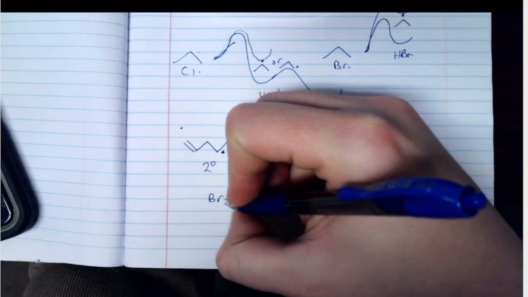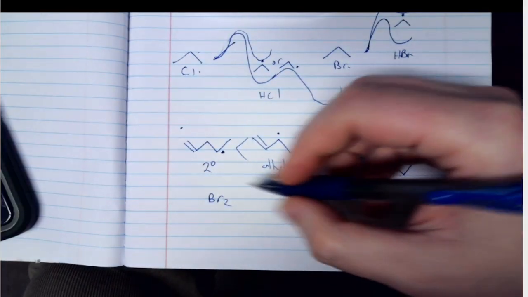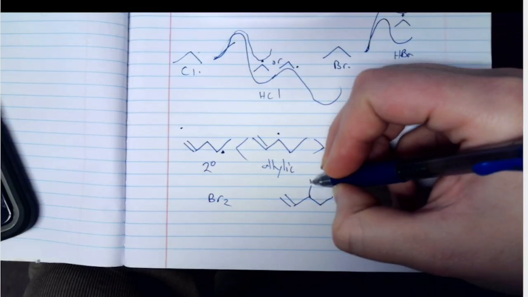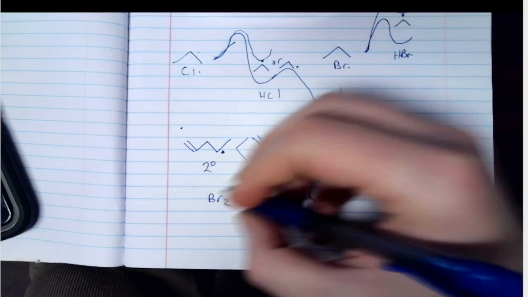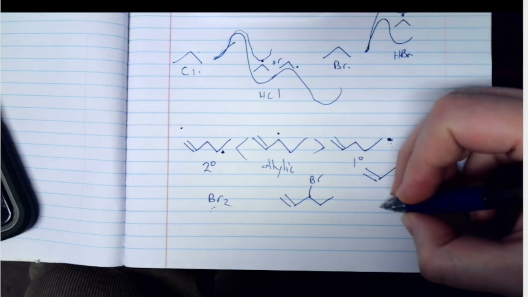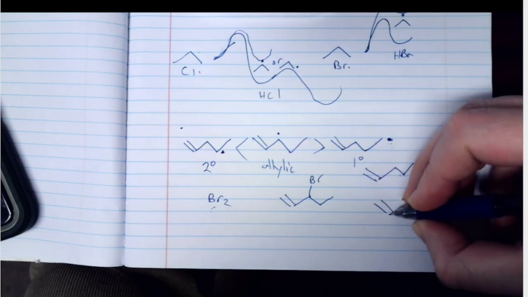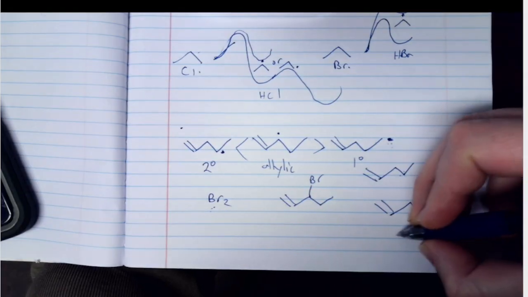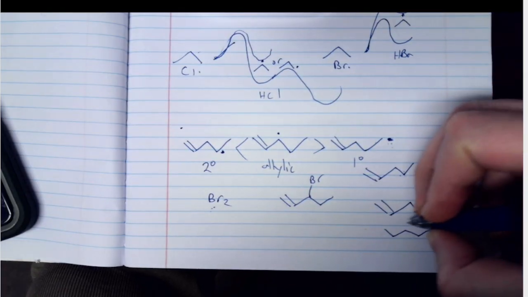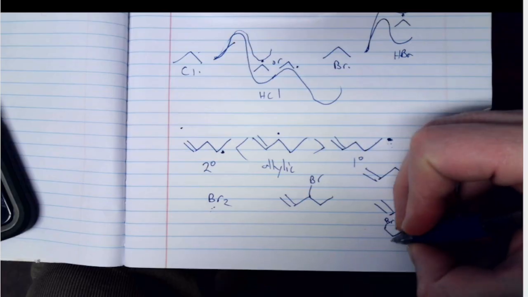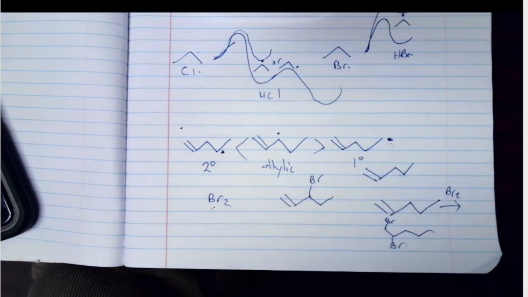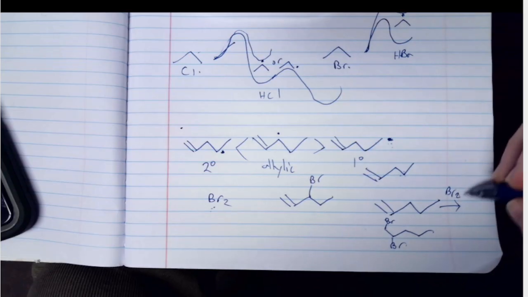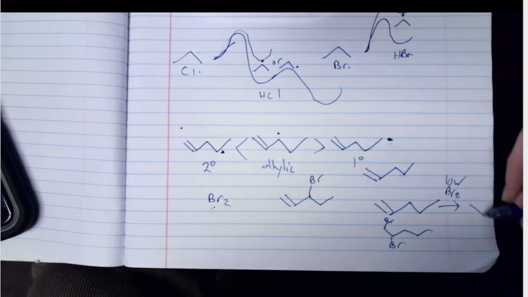and eventually we form some Br2, which can react to form Br here. But there's so little Br2 that we don't accidentally do this reaction. We don't want to accidentally go and add 2 Brs across the double bond. So we're not going to do that because this concentration is low.